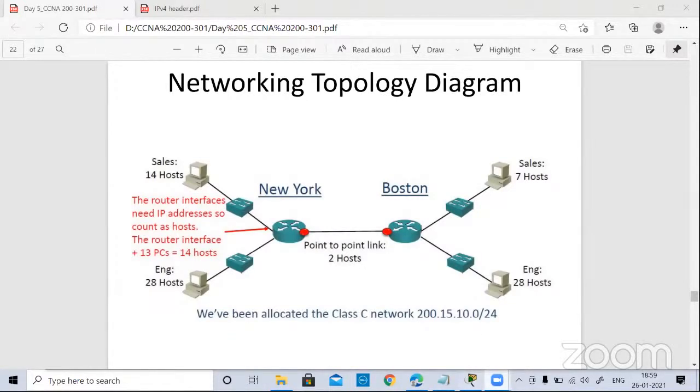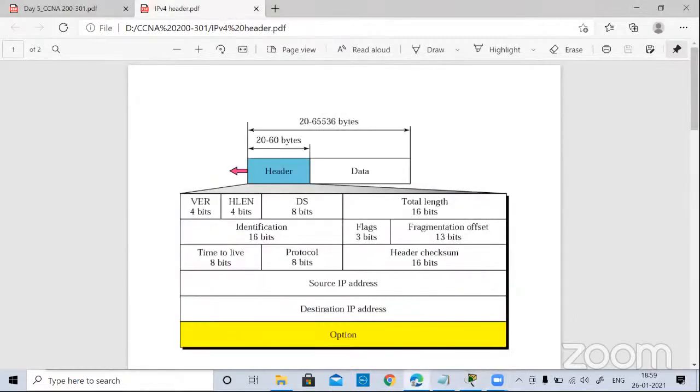So here we have the IPv4 header. The length of the header can vary from 20 bytes to 60 bytes. We are talking about the header. And the data can vary up to a maximum, you can see here, of 65,536 bytes. That will be the total length of the IP packet.